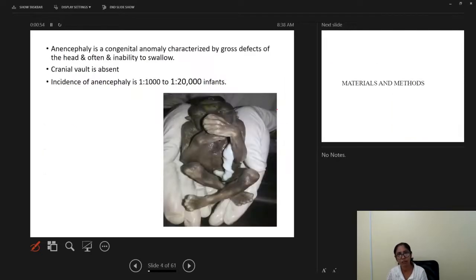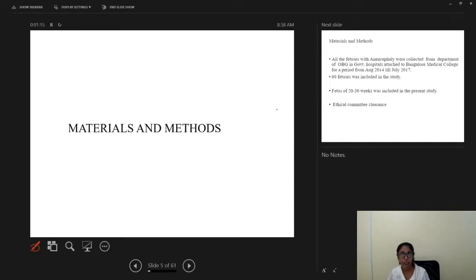Among these neural tube defects, one important defect is anencephaly. In anencephaly, the cranial end of the neural tube is exposed to the exterior, and the cranial vault is also absent. The incidence of anencephaly is about 1 in 1,000 to 1 in 20,000 births. It depends upon the different countries as well as the different areas where it is present.